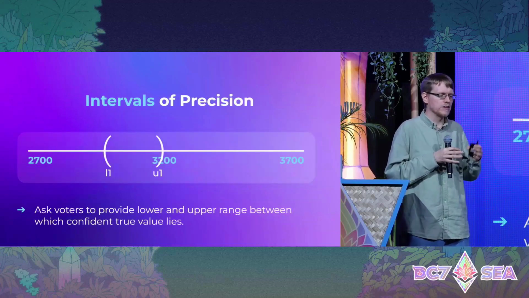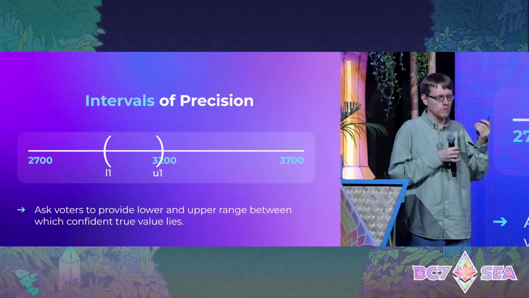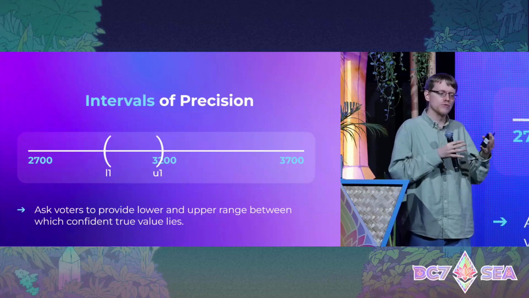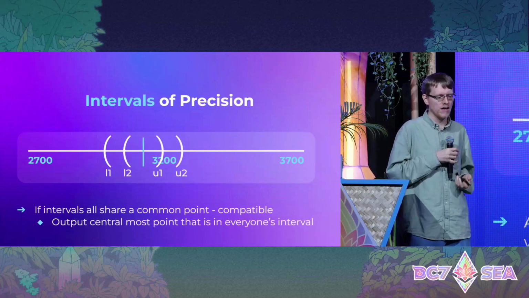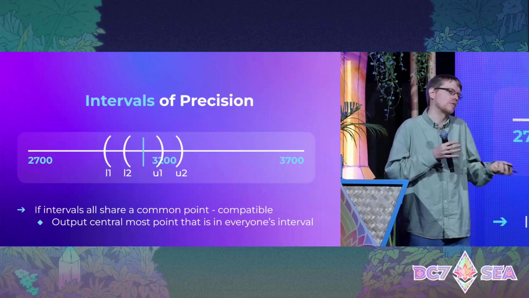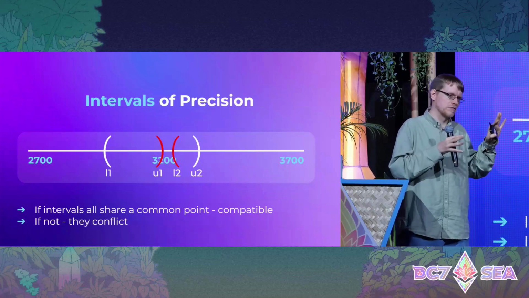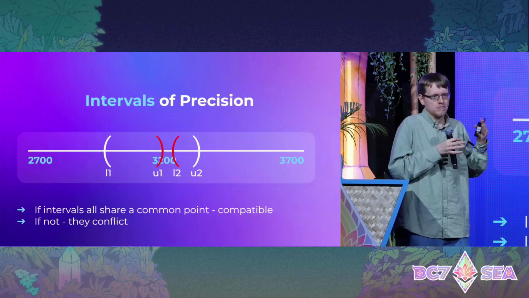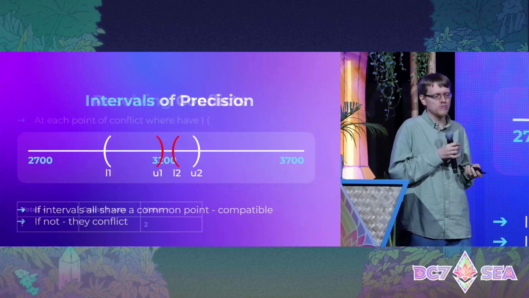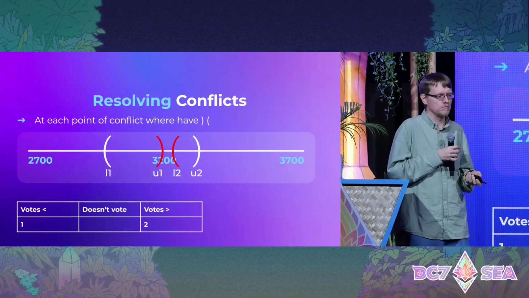And now getting to the research that I have done, I've thought a lot about how to have voters provide intervals of precision, where they provide some lower and upper range where they think the true value lies. And if everybody's intervals overlap, well, the answer should be somewhere in the overlap. If there's some point of conflict where one interval's upper bound is strictly less than the lower bound of some other interval, then they disagree. And you can essentially have the users vote on whether you're higher or lower than a point of disagreement.